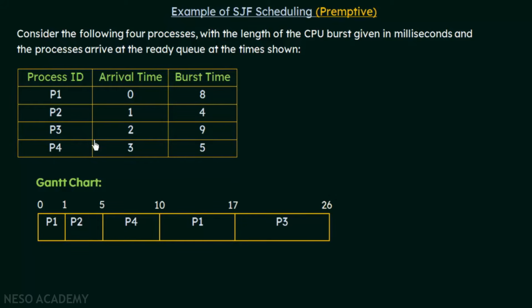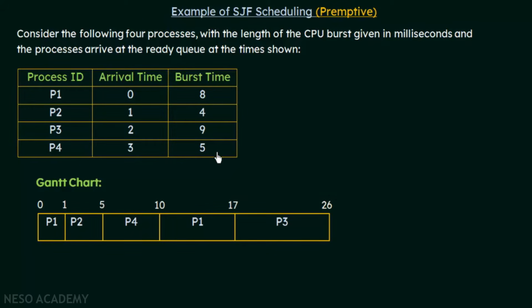Now we see that P3 arrives at time 2. Now what is the burst time of P3? It is 9 milliseconds. So we are not going to preempt P2 because P2 is using the CPU, and even though P3 has arrived, the burst time of P3, which is 9 milliseconds, is greater than that of P2. So P2 is still having the lesser burst time. So P2 will still continue its execution and it will not be preempted. Now we see that at time 3, P4 has arrived. Now P4's burst time is 5 milliseconds. So P2 will not be preempted and it will continue its execution.